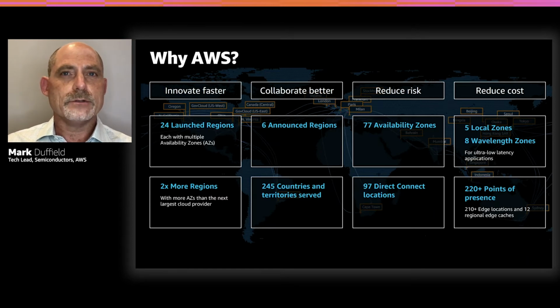Additionally, we have 5 local zones, which are enabling ultra latency sensitive applications. And we're seeing a lot of customers in the semiconductor space specifically be interested in local zones and what can be done there as well. We're also spread out across 245 countries. We have over 97 Direct Connect locations. We have 220 points of presence, which are enabling things like Route 53 and S3 transfer, and our content distribution network, CloudFront. So if you look at the infrastructure of AWS, there's really not a place that we can't help customers, and we're continuing to build on that as well.